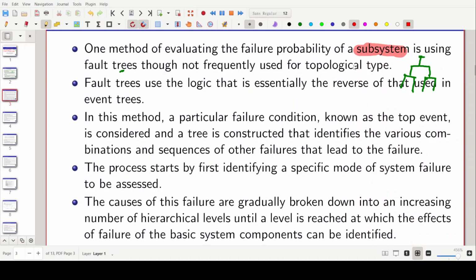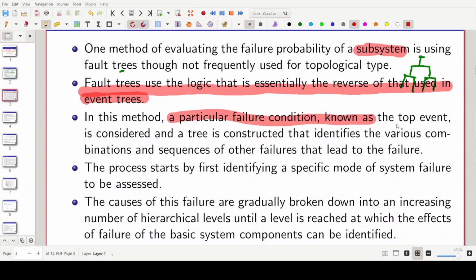One method of evaluating the failure probability of a subsystem is using fault trees, though not frequently used for topological type. That means network systems. Fault tree uses the logic that is essentially the reverse of that used in the event trees. Okay. So both are similar things, but fault tree uses a different logic. Okay. In this method, a particular failure condition is known as the top event. So we have got some event known as the top event, okay, which is considered, and a tree is constructed that identifies the various combinations and sequences of other failures that lead to the failure. Okay, so what are the various combinations or sequences that lead to the failure?